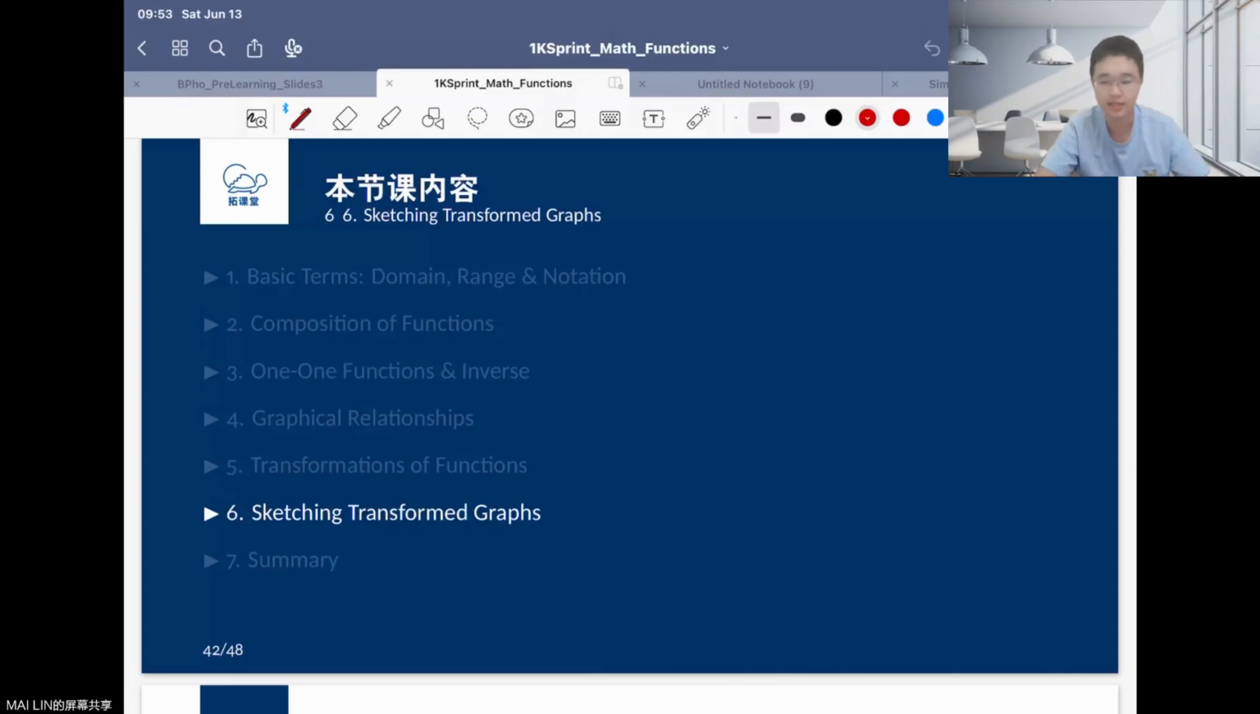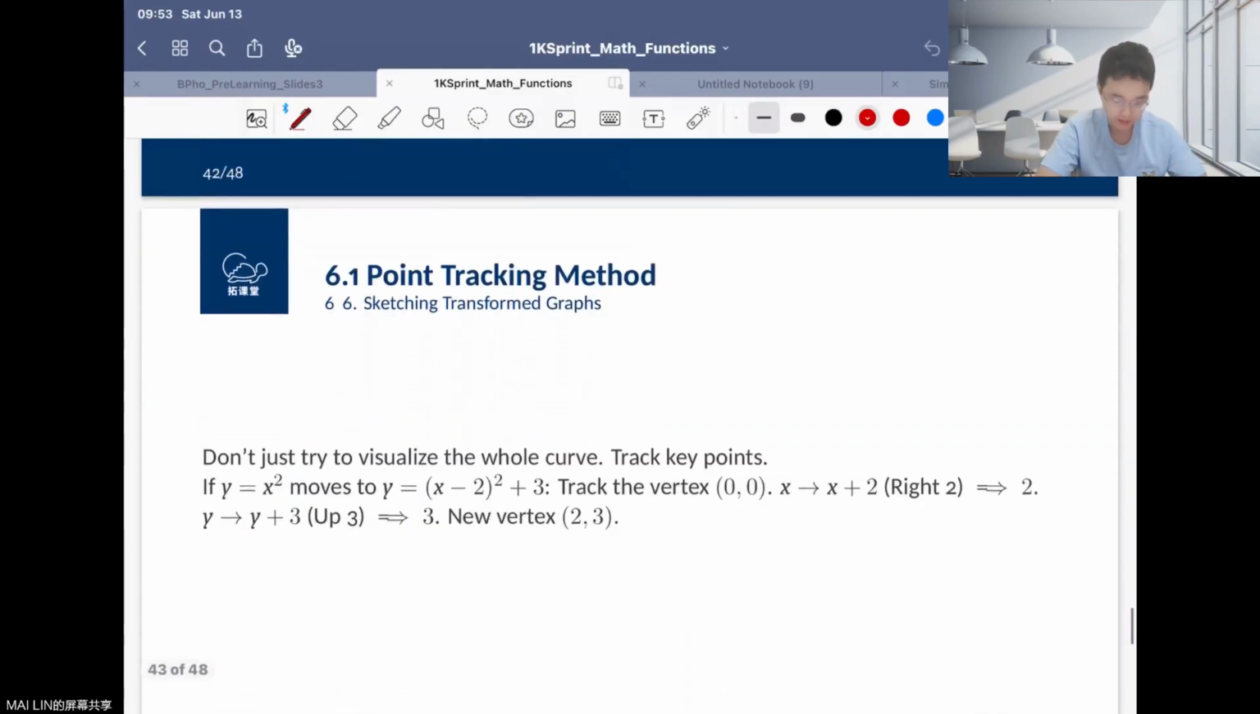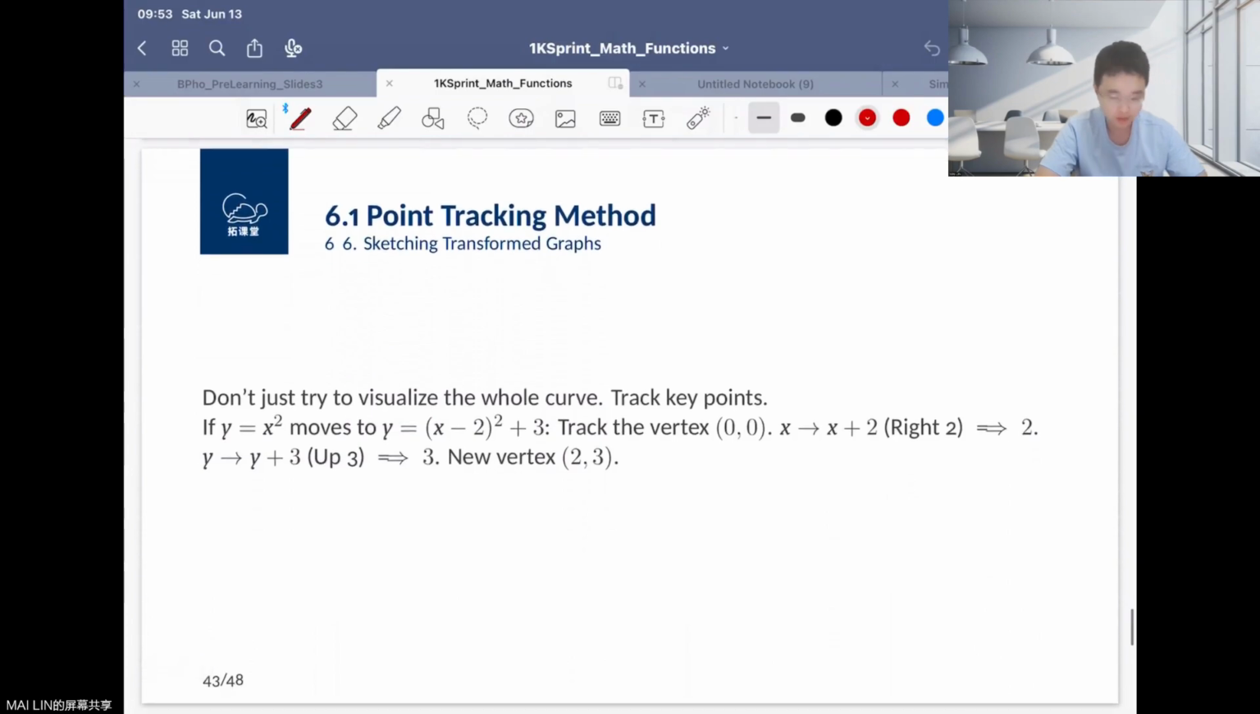Okay, hello guys. Today we are talking about sketching the transformed graphs. So let's move to the first part, about the point tracking method. First, we can understand the point tracking method as what we learned in IGCSE.